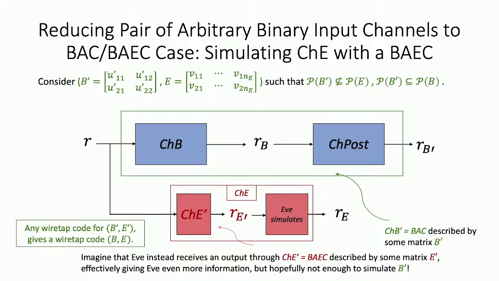And how would you get to the BAC? Well, what we're going to do is imagine Eve's channel being split, and we're actually going to give Eve more advantage. So imagine Eve received her output from a BAC, from which she then simulates her channel. And in this way, we're effectively giving Eve even more power, but hopefully not enough to simulate B prime. Now the question is, can we find both of these, BACs and BACs?